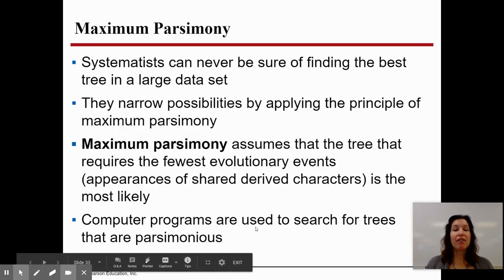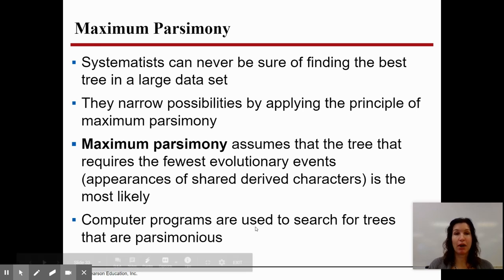All right. The other thing we need to talk about is maximum parsimony. I know this is a weird vocabulary word. So that just assumes the tree that requires the fewest evolutionary events is the most likely, right? So the simplest explanation is typically the correct explanation, and that goes for almost everything in the world.